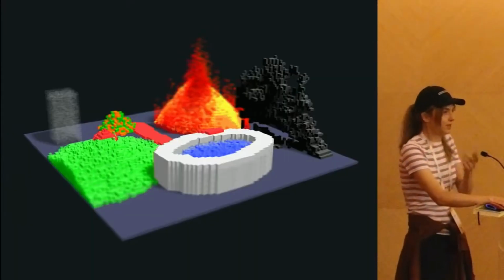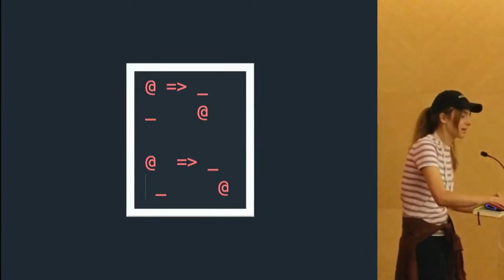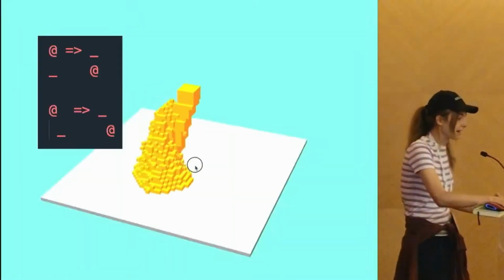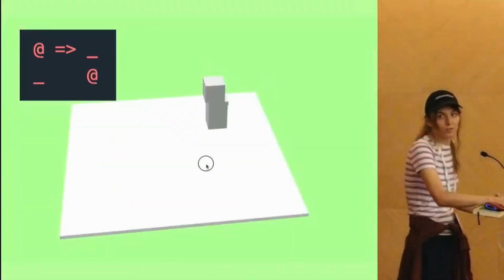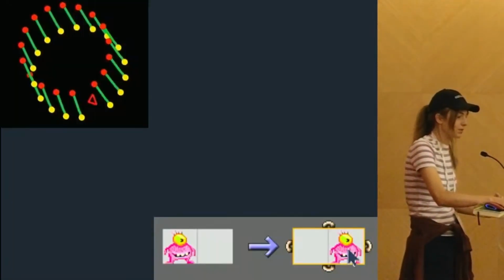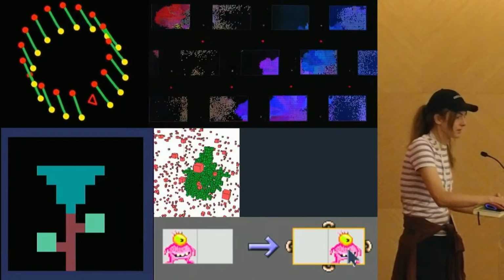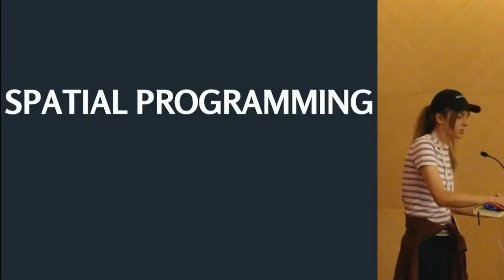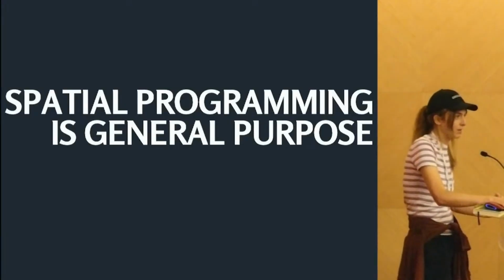This is Sandpond. You code it like this, with before and after pictures to make different elements like sand, water, and rock. Spatial programming is used for education, hardware, art, simulation, and games. Spatial programming is general purpose, and so I think it's worthy of our attention.